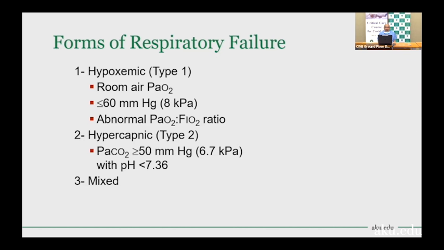This is defined as type 2 respiratory failure when your PaCO2 is more than 50 millimeters of mercury, the high PaCO2. And you may have a normal, or most of the time a low, PaO2 as well, because the high amount of CO2 in the alveoli displaces the oxygen. And of course, the second important thing is your pH. When you do the blood gas, you may have a low pH of less than 7.36.